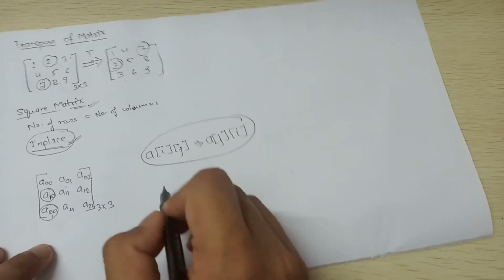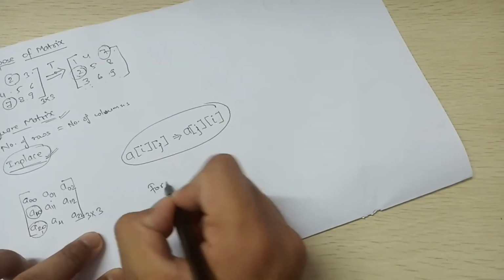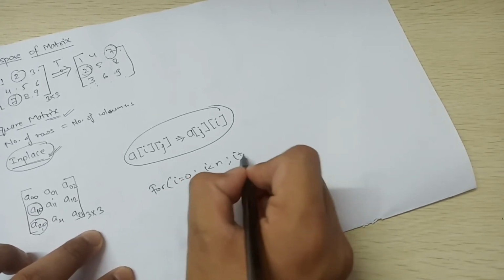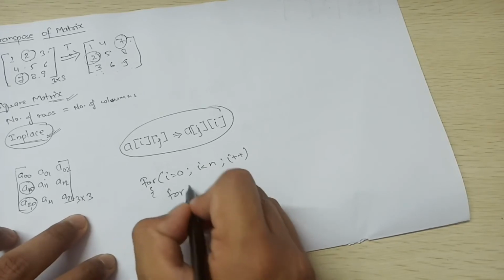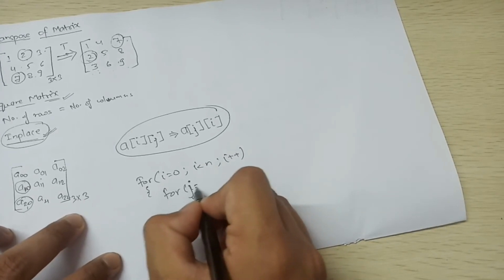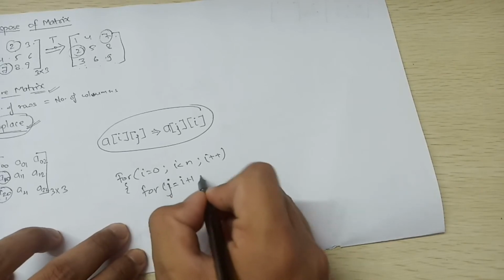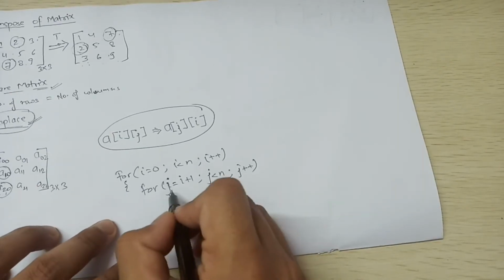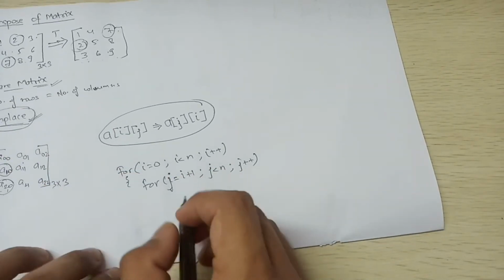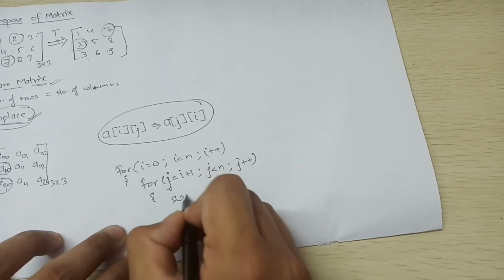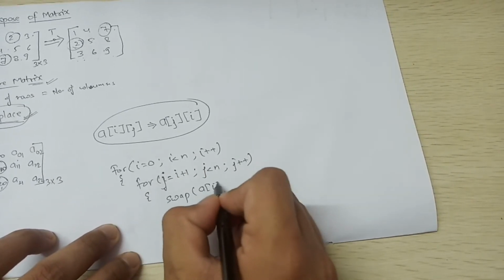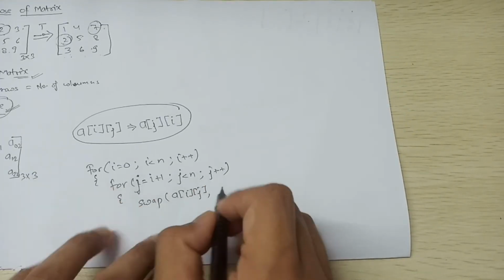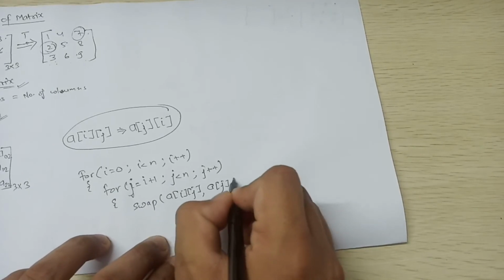So now let's write the code. Say we have a for loop, we will run the for loop, and then we nest another loop. So this is j, and why I start the j from i plus 1, we will see in a few seconds. First let's swap the a[i][j] element with the a[j][i] element.